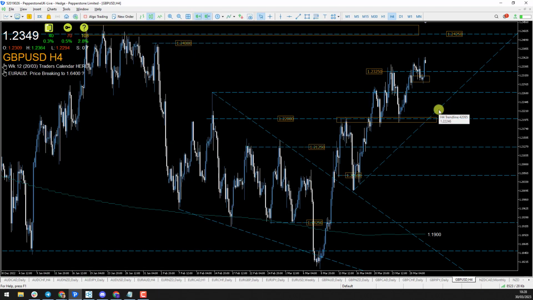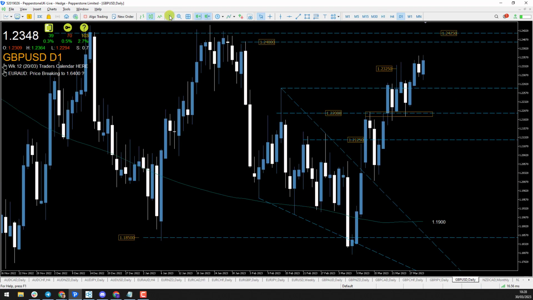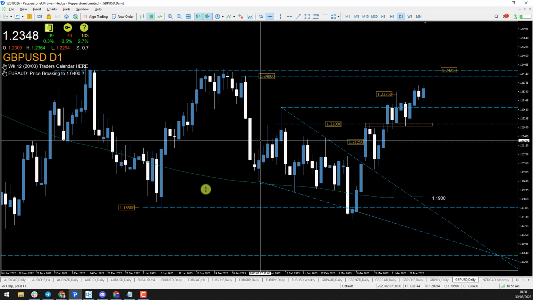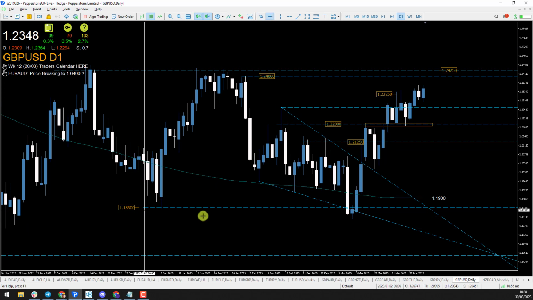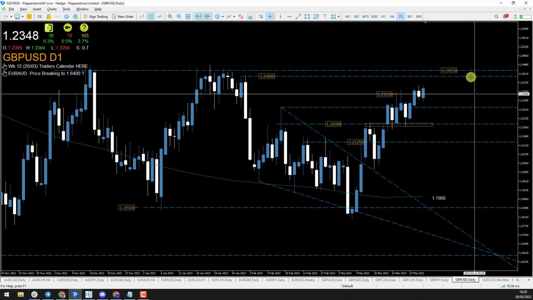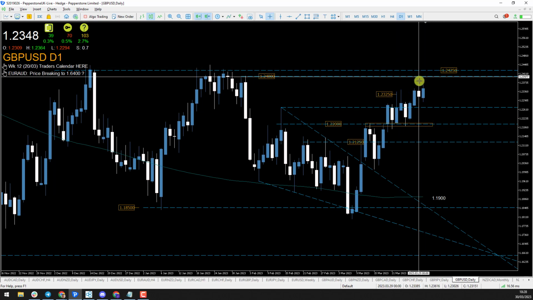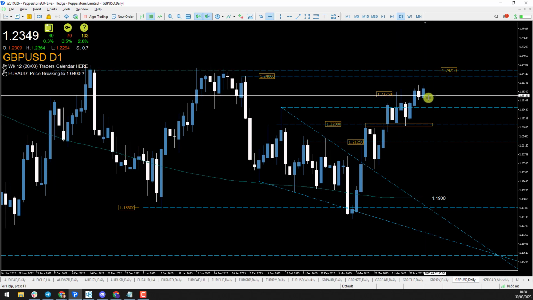We were looking at cable. The momentum with cable at the moment is definitely to the upside. We actually spoke about cable the other day and we talked about the bigger picture here of price trading between the 1.24 handle and the 1.1850. We were looking to basically see pound US dollar trade all the way up to the 1.24 handle.